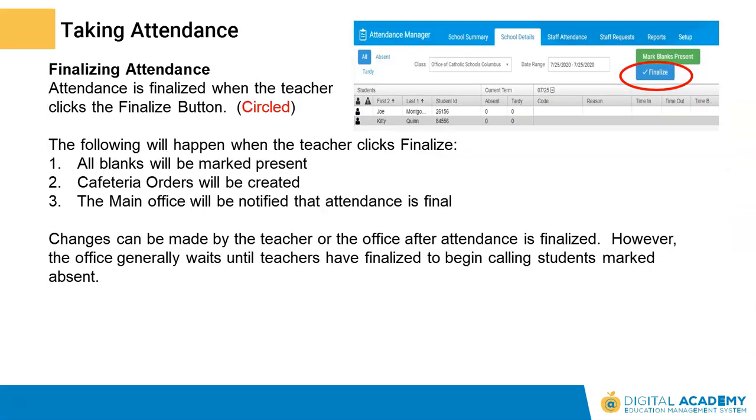When you are done, teachers should hit the Finalize button. This will indicate to the office that attendance has been complete. It will also fill in any blanks. Any blanks will be marked as present. Cafeteria orders will be created and sent to the cafeteria, and the main office will be notified. The teacher can still make changes after attendance has been marked final.